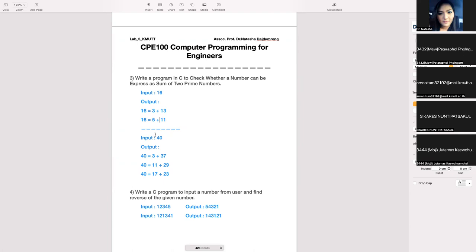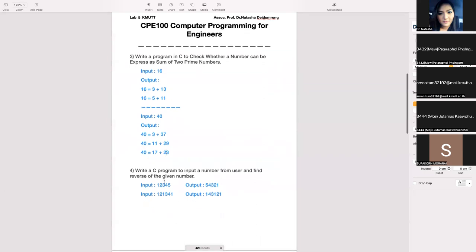And if I change the input to 40, something like that, you have to show me that 40 equals 3 plus 37 because both of them are prime numbers. 40 equals 11 plus 29, both prime numbers. And 40 equals 17 plus 23, and both are prime numbers. So basically, you show me every pair that sums to the input number, and both of them are prime numbers.